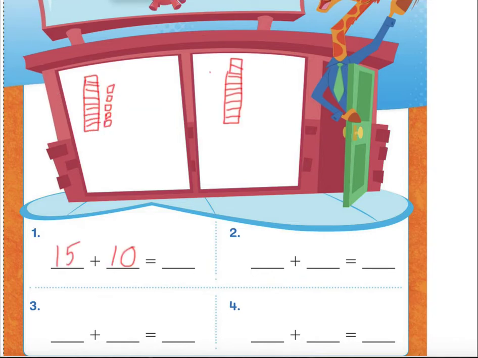Okay, so today, like I said, we are going to use tens rods and ones cubes. And for number one, I thought we would not make it too crazy, and we're going to stick with some lower numbers. So we're going to add 15. So we have 15 on this side plus 10. And over here, we just have one 10 rod, so we know we have 10. Okay?